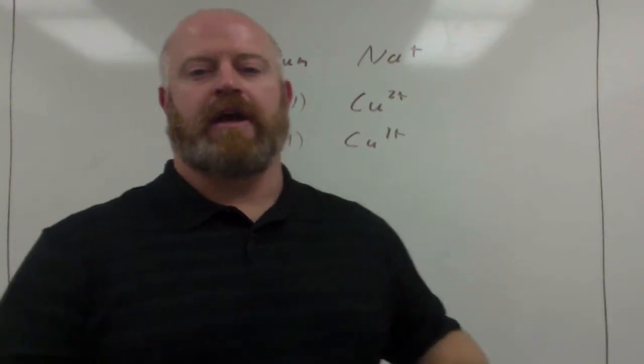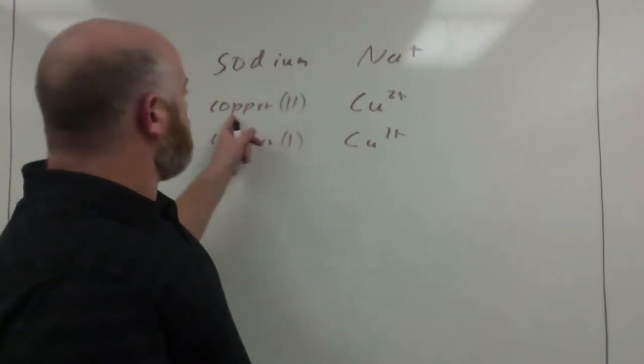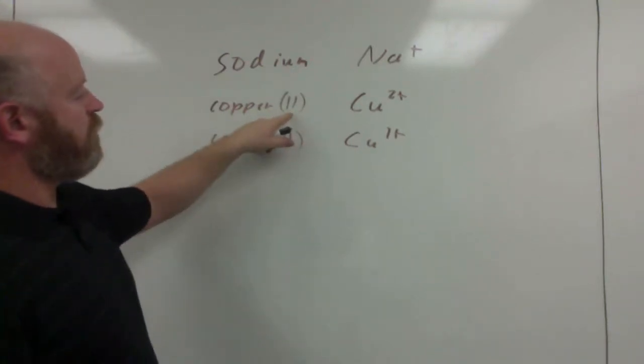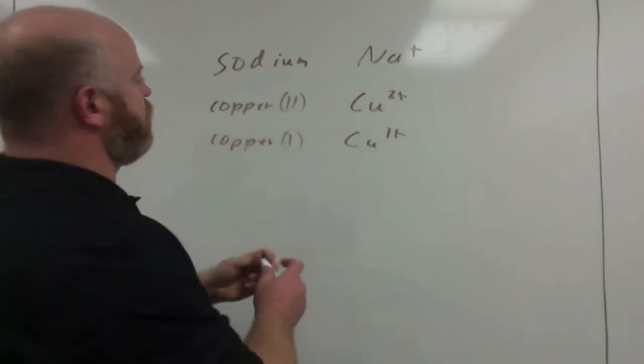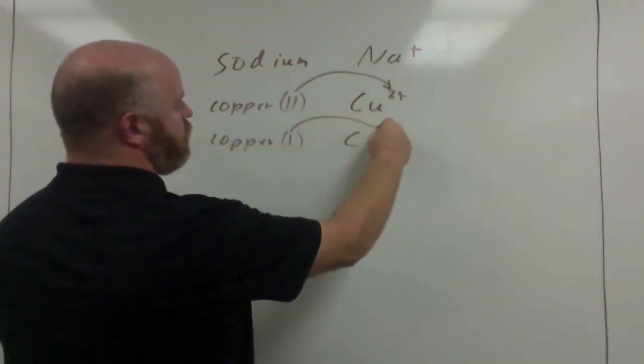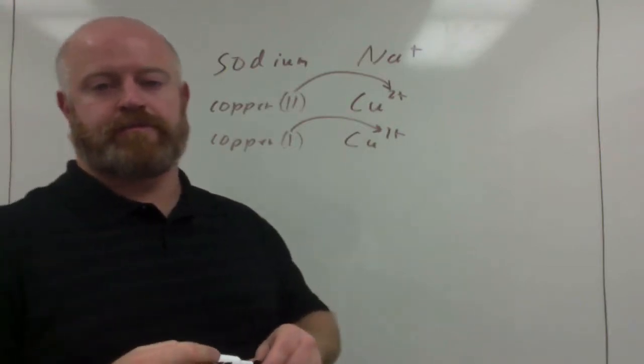Okay. Now, one thing that most kids or we see as a misconception as we get into the naming system is they think the Roman numerals tell you how many are there. So copper 2 doesn't mean you have 2 coppers. It means the charge is a 2 plus. So this Roman numeral is for the charge. It's for the charge.